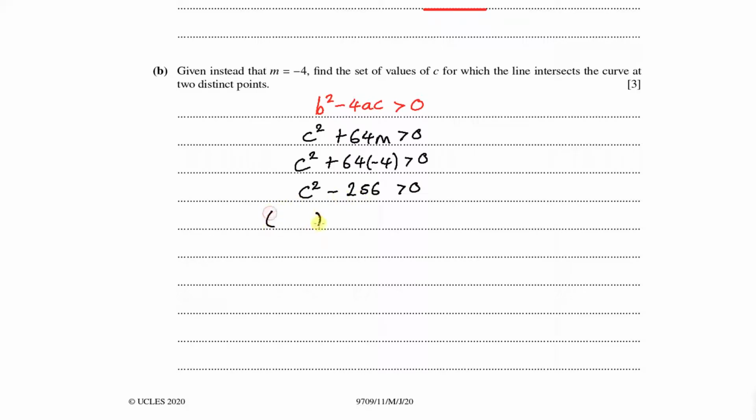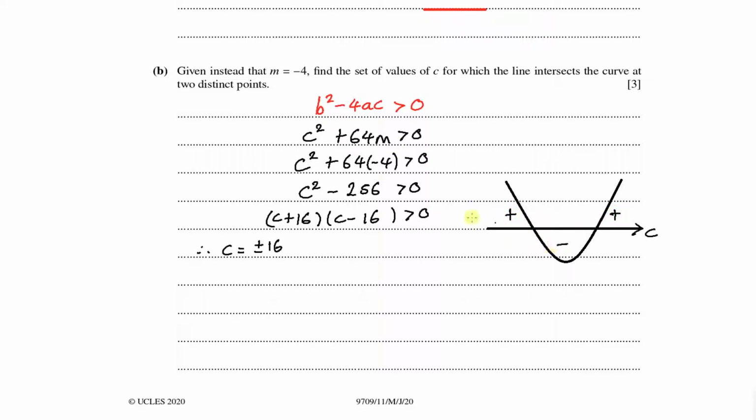Now we have a difference of two squares here, so this will give us c plus 16 and c minus 16. And we have two critical values, which are plus and minus 16. So with the critical values, I can simply make a small sketch. This is the c-axis, and the graph is U-shaped. This is positive above the c-axis and negative below it. So we have minus 16 here and positive 16 here.